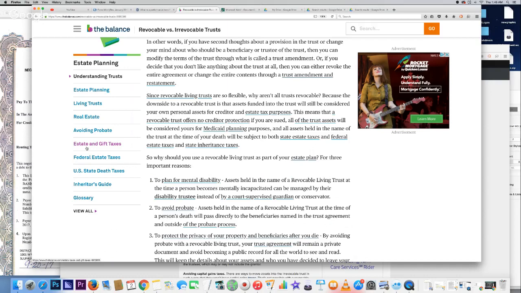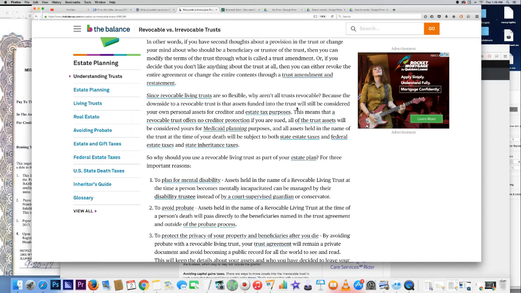The downside to the revocable trust is that the assets funded into the trust will be considered your own personal assets for creditor and estate tax purposes. This means that a revocable trust offers no credit protection if you are sued. Run that back, y'all. This means that there is no protection if you are sued, because it connects the trust with you, just like you with the straw man. That's what a revocable trust does. There's no separation between the debtor and the creditor. That's basically what that's saying there.